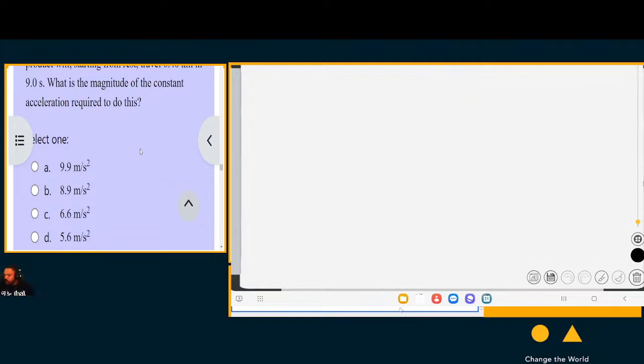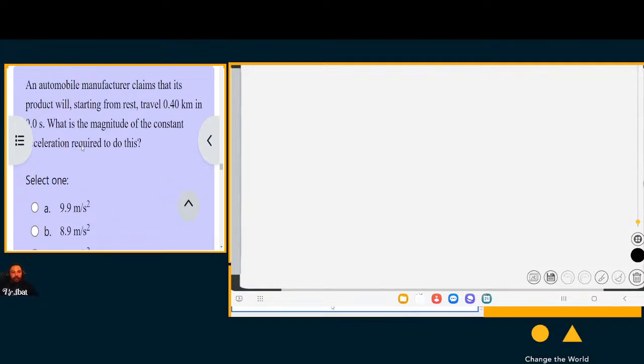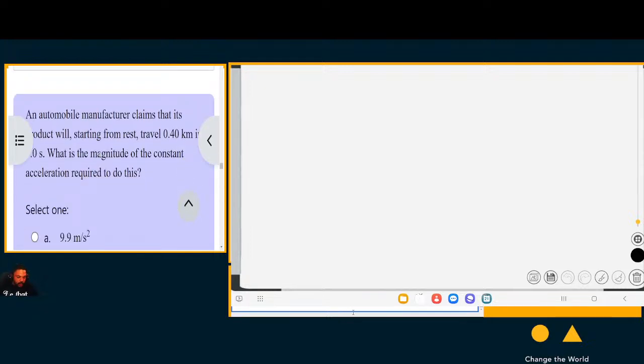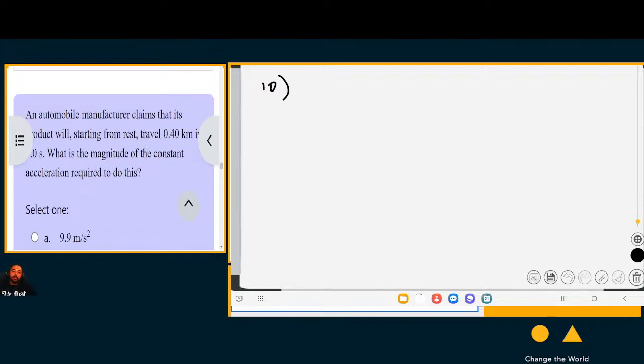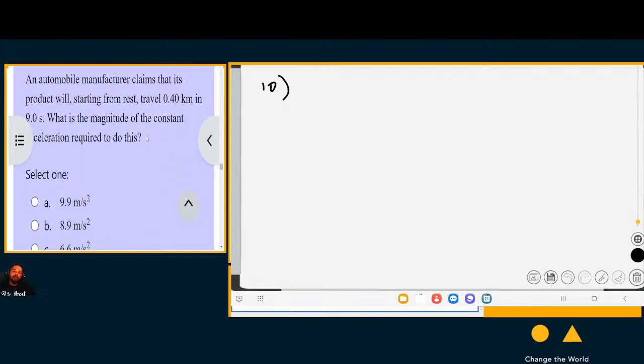Okay, you can now actually prove that. Now question number 10, last one. This is now where motion in one dimension becomes relevant. We have a question saying an automobile manufacturer claims that its product will, starting from rest, so the initial speed is 0 meters per second.